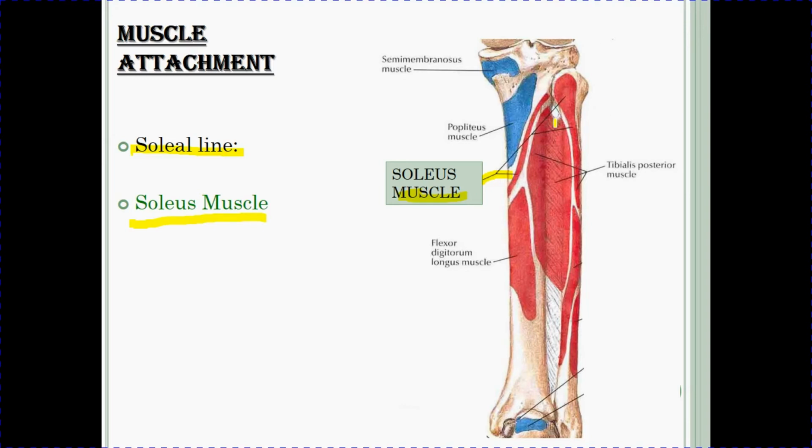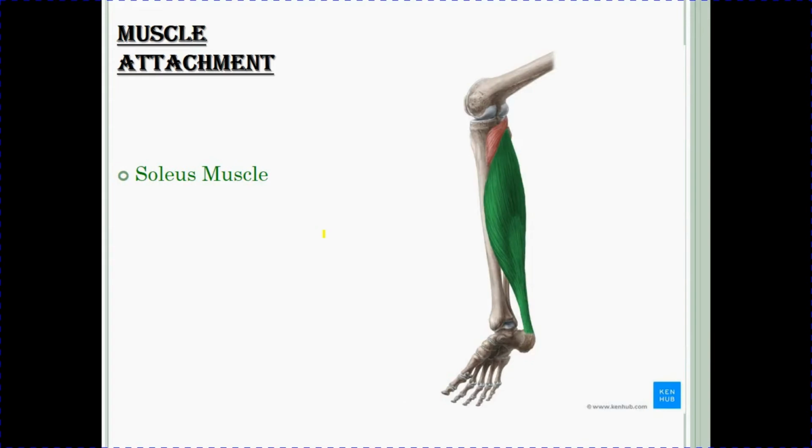But for this, today we are discussing the tibia. So on the soleal line, you should remember the soleus muscle is arising. This green color highlighted muscle is the soleus muscle, and you can see it is arising from the tibia. From the soleal line of the tibia, the soleus muscle is arising.